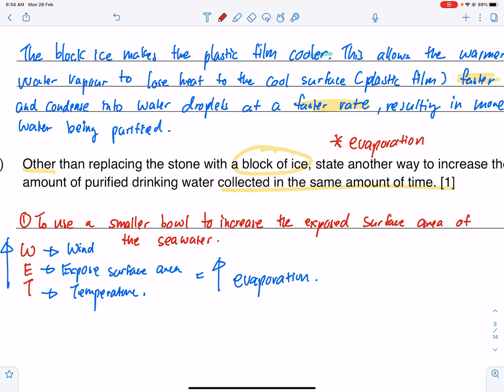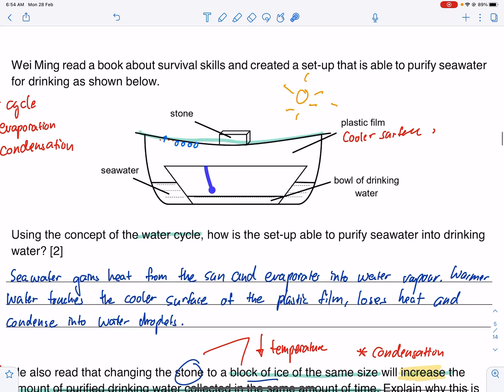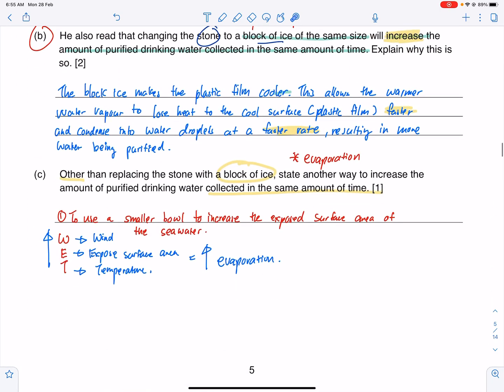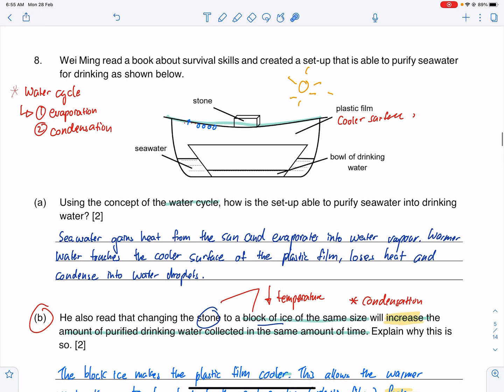Now, how does using a smaller bowl help with that? So if we go back to our diagram, if we have a smaller bowl, it also means that the exposed area is actually more. Do you realize that? So that is one way we can talk about it. Okay, so that is on increasing the exposed surface area. Another one that we can talk about would be to increase the temperature of the water by adding some sort of a heat source.